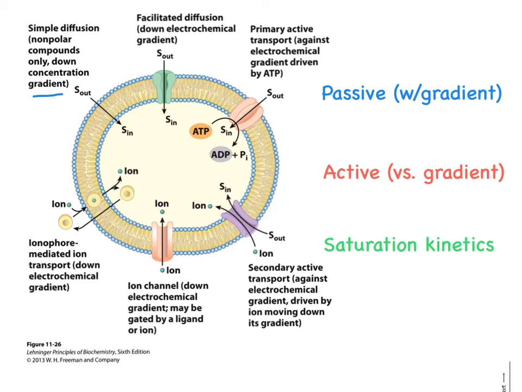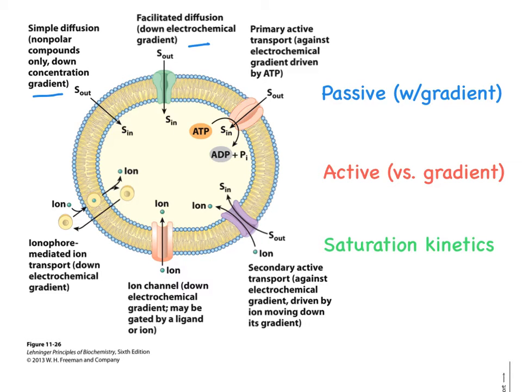Next up is facilitated diffusion. Again, we are going to be transporting the molecule down an electrochemical gradient. In this situation, the molecule is not nonpolar enough to simply diffuse through the cell membrane, so it's just going to use the protein as a way to guide it through that hydrophobic core of the cell membrane. So this is also a passive process that does not require any additional energy source.